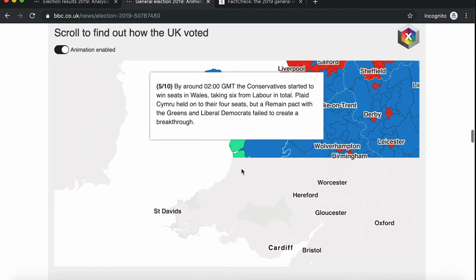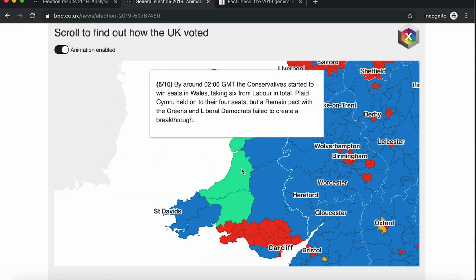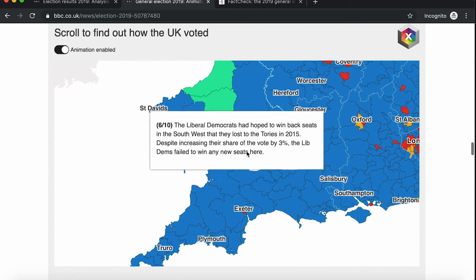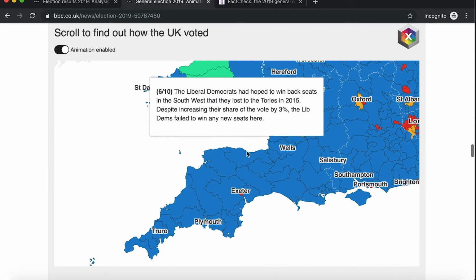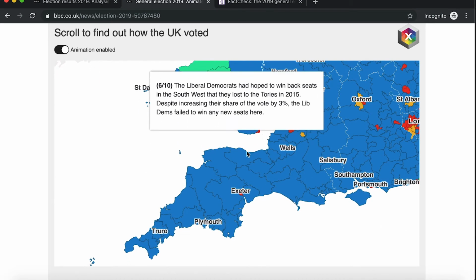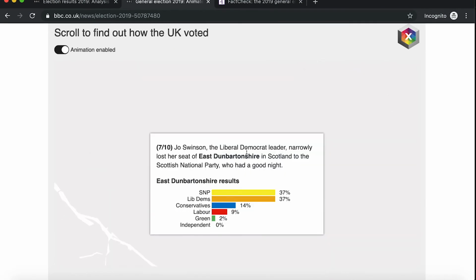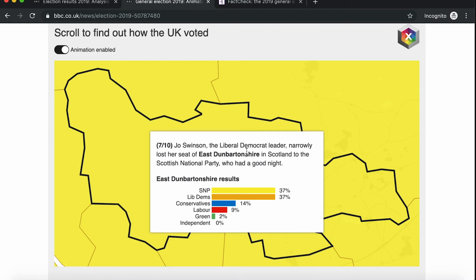Now having a look around the rest of the country, looking at Wales. And again, it follows a good narrative to show a little movement. We're down in the southwest now, looking from a Lib Dems perspective. This is also one of the talking points. Jo Swinson, who was the Liberal Democrat leader, just lost in East Dunbartonshire in Scotland.